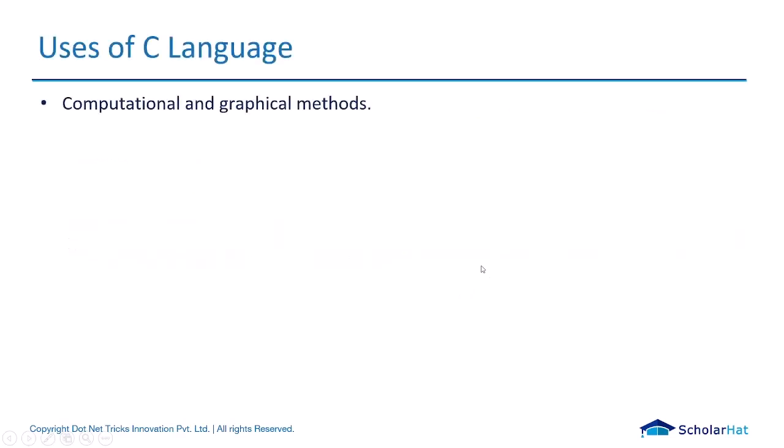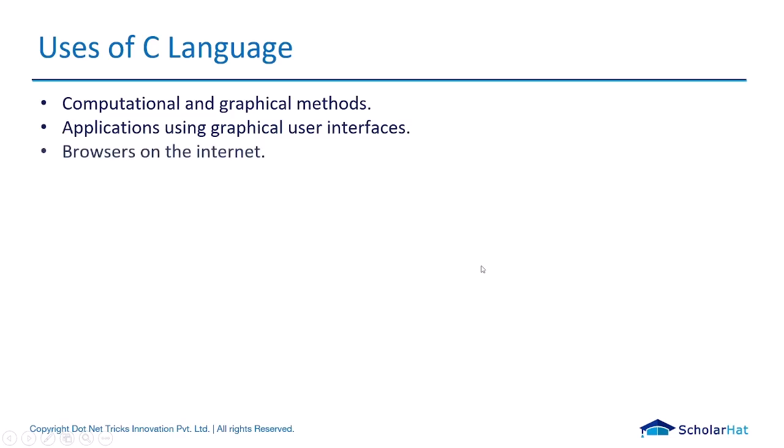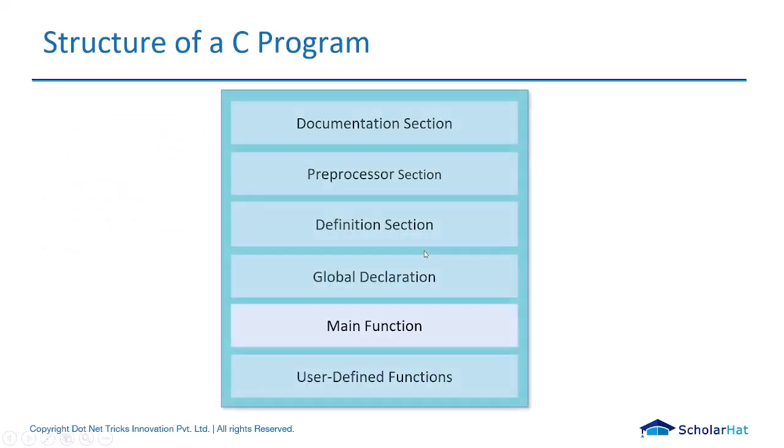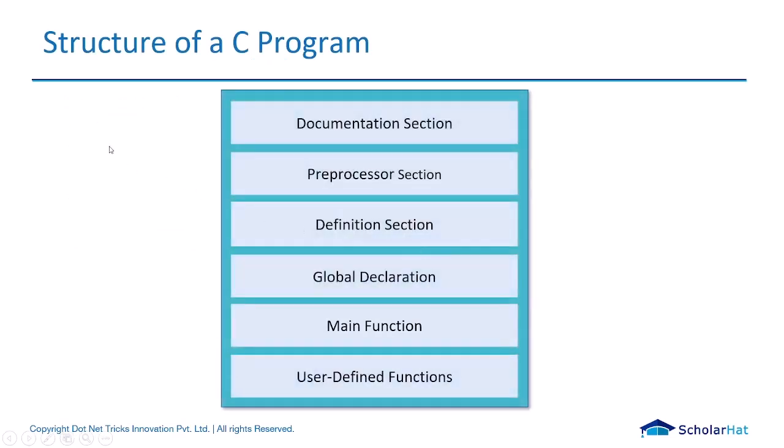Now, when we talk about uses of the C language, it's used in computational graphical methods, applications using a graphical interface, browsers on the internet, banking, compilers, cloud computing, distributed systems, integrated software libraries for enterprises. You take any name, all these things are used in the C language.